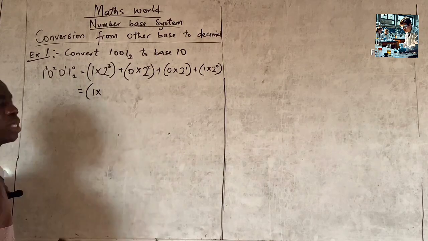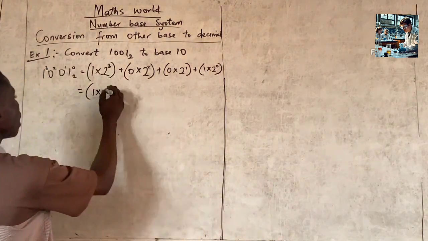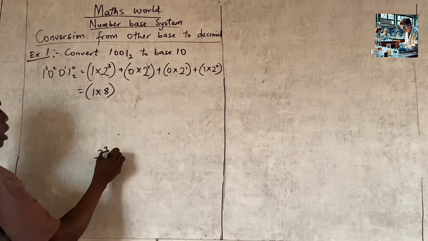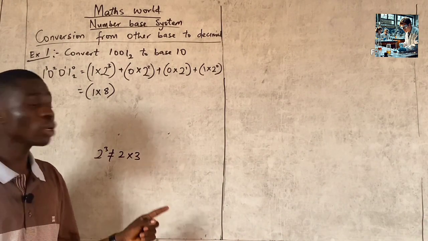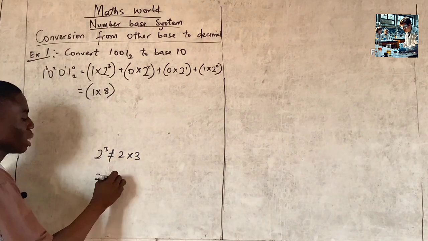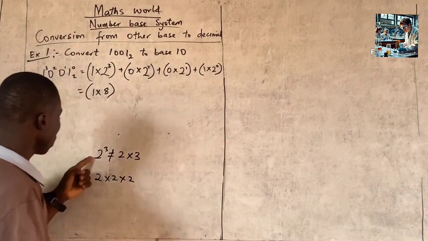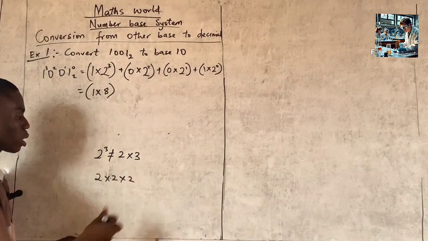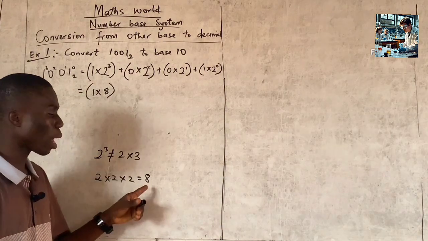1 times 2 raised to power 3 is what? Can you guess? You are right. It's 8. Don't say that 2 raised to power 3 is 2 times 3, it is not equal. 2 raised to power 3 means 2 times 2 in 3 places. You are multiplying 2 by itself in 3 places. And 2 times 2 is 4. 4 times 2, 8. So the answer is 8. Do you understand?